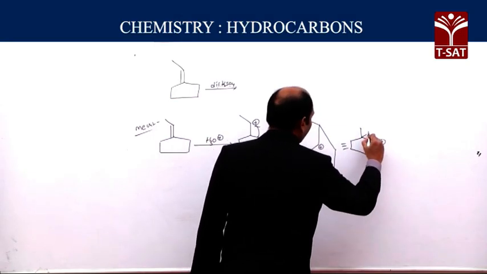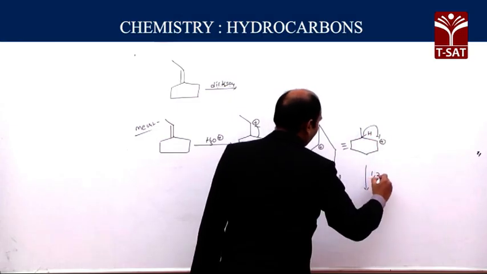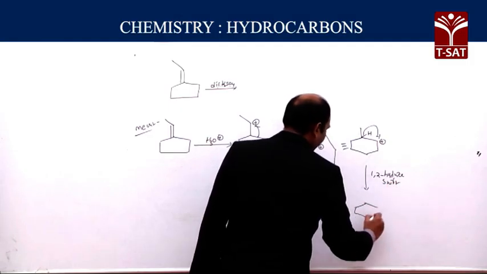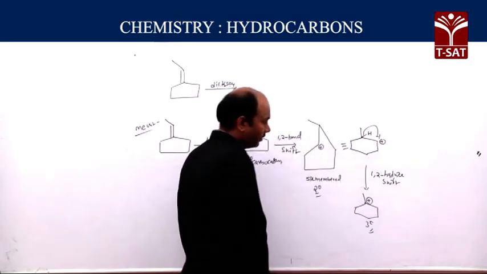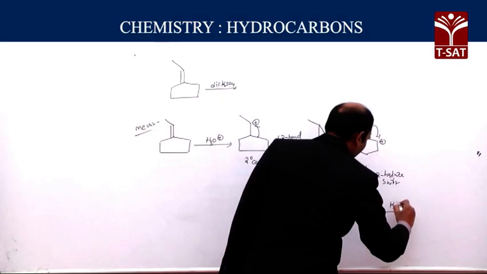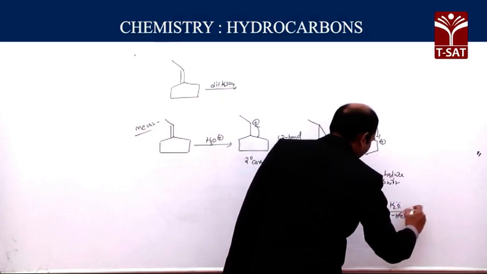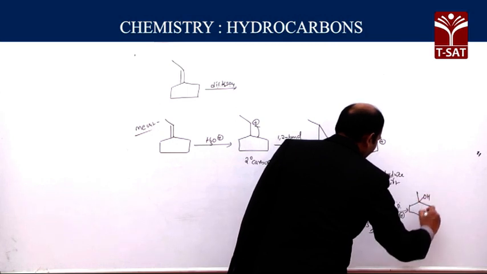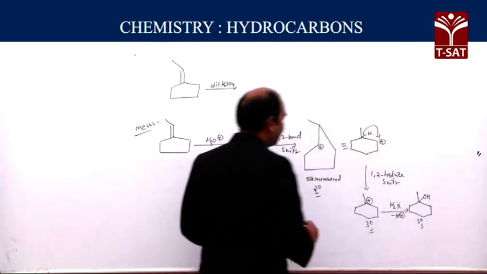Again a 1,2 hydride shift takes place. So what happens here? This is a carbocation, tertiary and 6-membered. Then addition of H2O, then loss of H plus. So we get a tertiary alcohol.